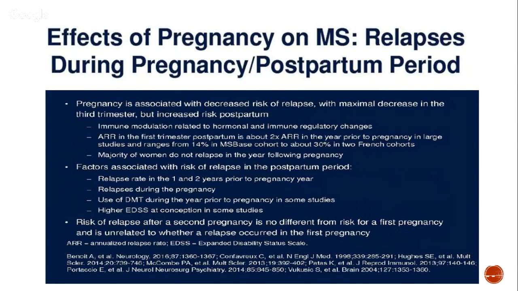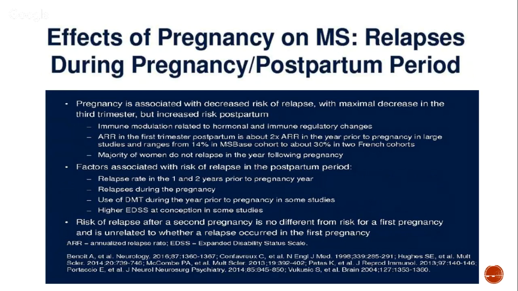So typically they have a higher risk of relapse within the first trimester and second trimester, much lower in the third trimester, with maximal decrease in the third trimester, but increased risk postpartum. We know that, right? So immune modulation is related because pregnancy is an immune tolerant state, which is what I always explain to the patients.